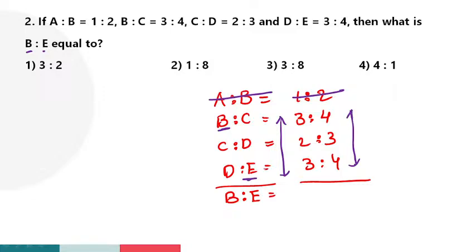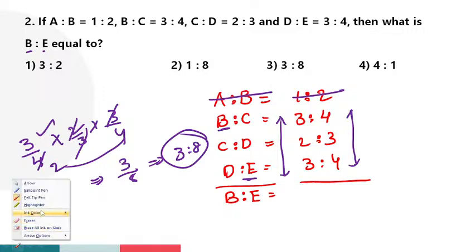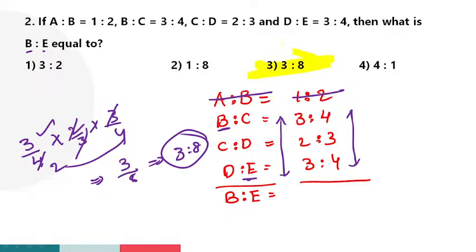3:4 can be written as 3/4 into 2/3 into 3/4, for calculation purposes. We can calculate easily, so here I cancelled the 3s. 2 1s and 2 2s. Any other cancellations? No. The numerator is how much? 3. The denominator is how much? 2 4s are 8. So 3/8, and 3 is to 8, guys, here. So that's why, which option is the right answer? Option 3 is the right answer, guys.